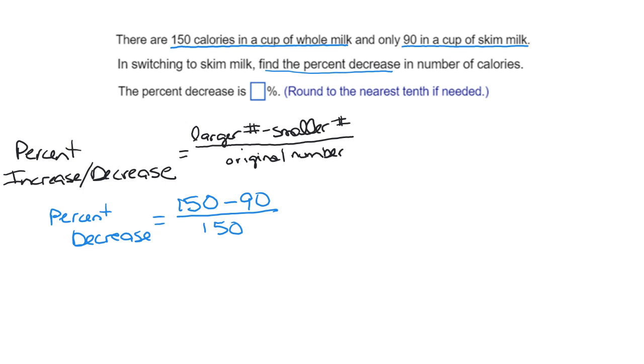All right. And then if we go through and work this, and you can put all of this in your calculator if you like, this is going to give you 60 over 150. Just remember that we're eventually building ourselves to the percent. So we're going to get 4/10, and then we change it to a percent. So what you need to know is that there is a 40% decrease in calories if we change from whole milk to skim milk.